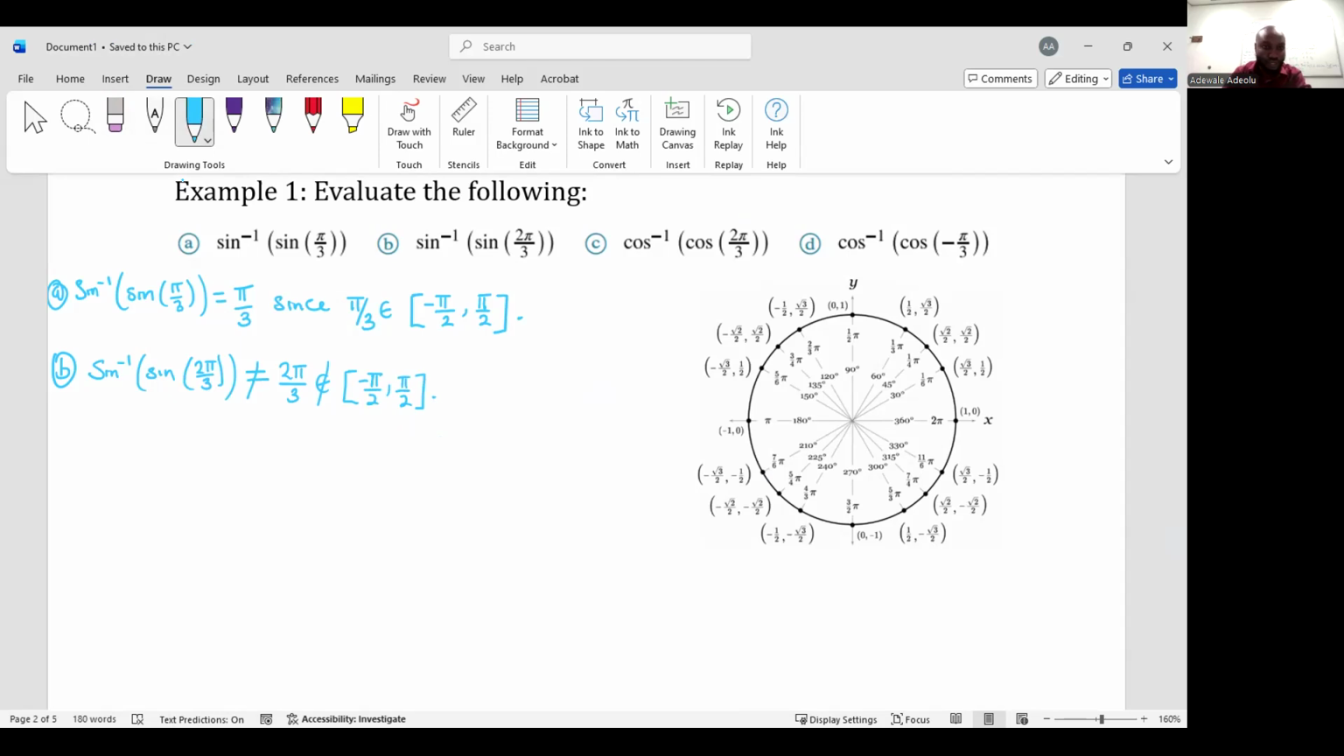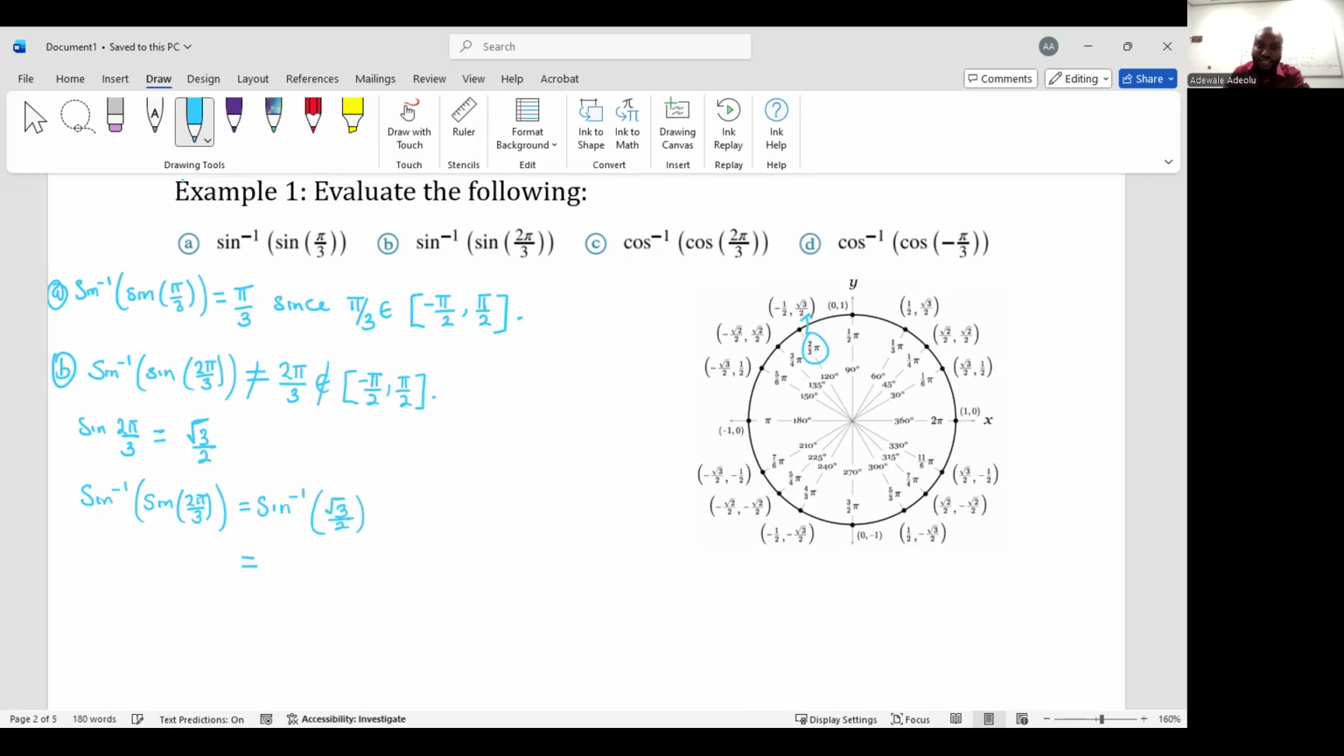So to do that, we can start with the inside function, sine of 2 pi over 3. We have our unit circle here, 2 pi over 3. Sine of that is root 3 over 2. And then sine inverse of sine of 2 pi over 3 becomes sine inverse of root 3 over 2.